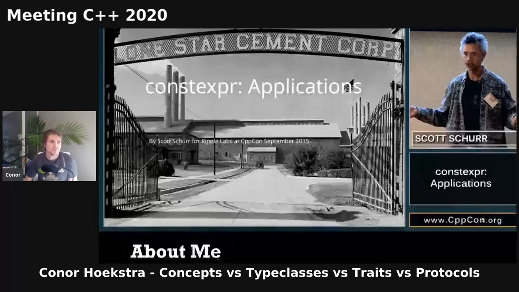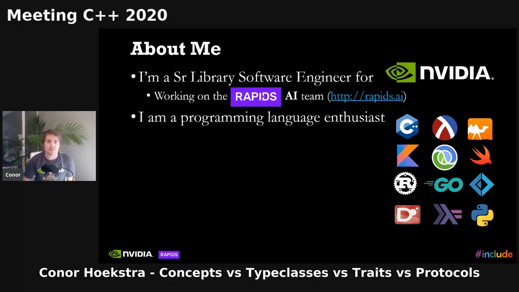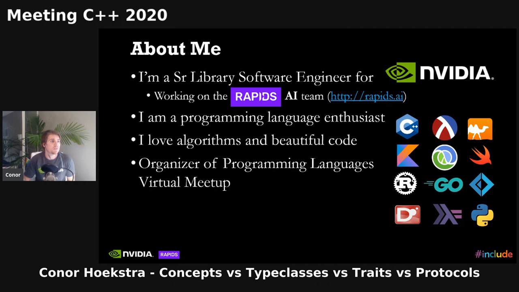So about me, I'm a senior library software engineer working for NVIDIA. Specifically, I work on the Rapids AI team. This is an awesome team. We're completely open source, and we're working on putting the data science pipeline end-to-end on GPUs. So if you're familiar with the Python Pandas library, basically we're taking that library and some other machine learning libraries and putting them on the GPU. So if you're interested, check that out. Every month, I think we're hitting new record-breaking download numbers for us, that is. So it's a super exciting library to be working on. I'm a programming language enthusiast. So at any given time, I'm learning a number of languages. I love algorithms and beautiful code. I'm the organizer of the Programming Languages virtual meetup. You can find details for that on my GitHub as well. And I have a YouTube channel.